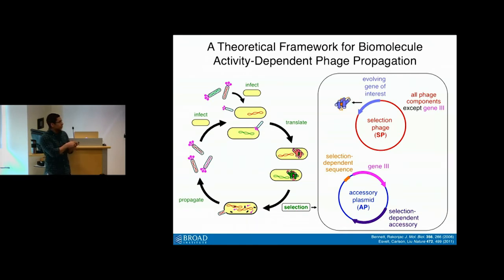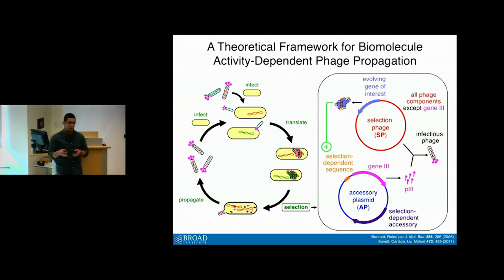Once the selection phage enters the cell, this is transcribed and translated into functional form, and then if it's able to trip this circuit in some way, if this activity can positively affect the selection-dependent sequence, then P3 is produced from gene 3, complements the deficiency in the selection phage, and now you have functional virus. And in doing so, this virus can then go on and infect new cells and put the genetic information in again, subject it to the selection. But all of this still leaves out one important point, is how do we introduce diversity at each one of these steps?